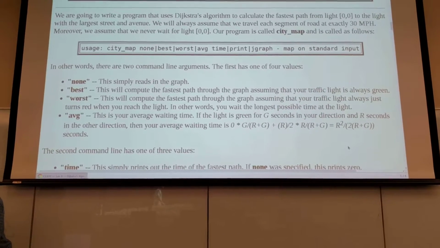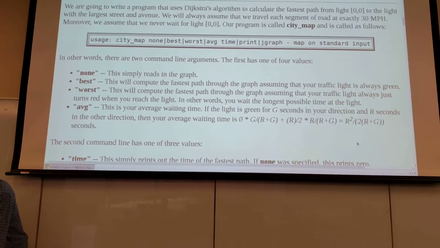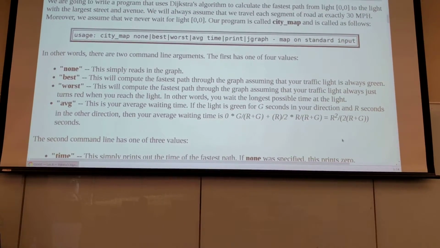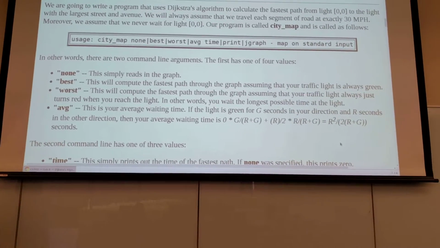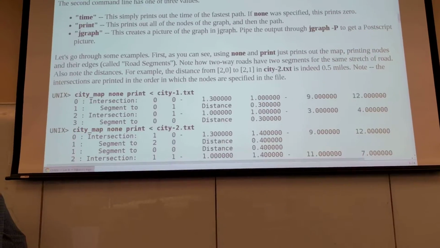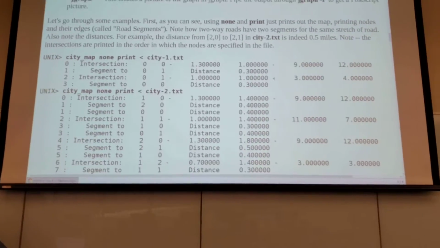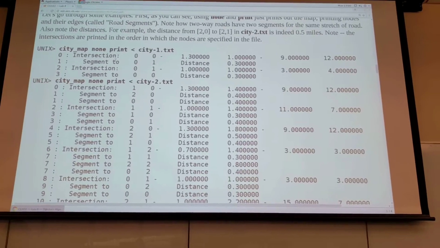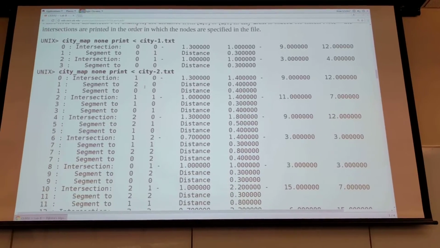Then the next argument you give is time, which just prints out the time it takes you to get through the city. Print, which will print out the nodes and edges along with the path that you take. And JGraph, which prints out a graph of the city and the path. Okay, so now you can see some examples of him calling the program. With none and print, it just prints out the intersection and the edges, so the adjacency list of each of those intersections.